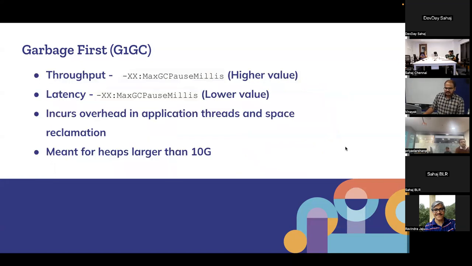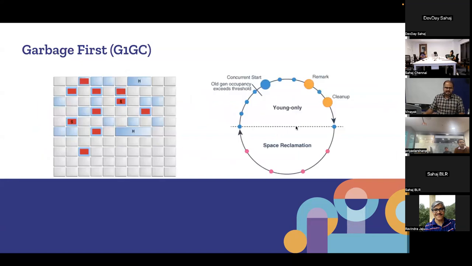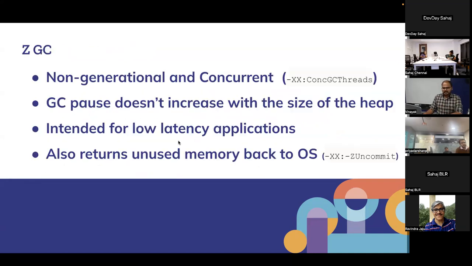Okay. Got it. The next one is ZGC. It's non-generational. That means there is no old or young generation separation here. It is managing regions, but there is no separation between the regions. It is also concurrent. You can specify the number of concurrent threads. Usually, you should not specify more threads than you have CPUs available, because if you have more GC threads than application threads, it again affects your application.